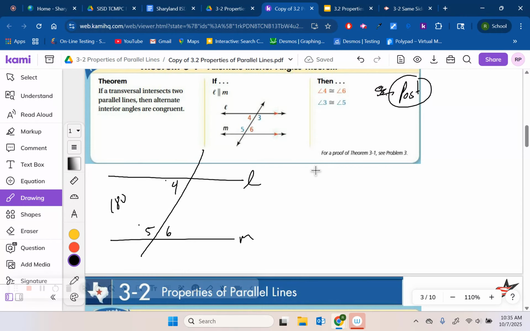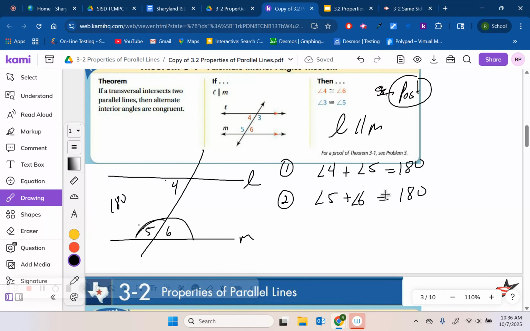So then I know that angle 4 plus angle 5 equals 180, because L is parallel to M, which means these angles add up to 180 on these sides. Okay, so I know 4 and 5 are 180. What else do I know? This is step 1. Step 2. Well, I know that 5 and 6 are also equal to 180.